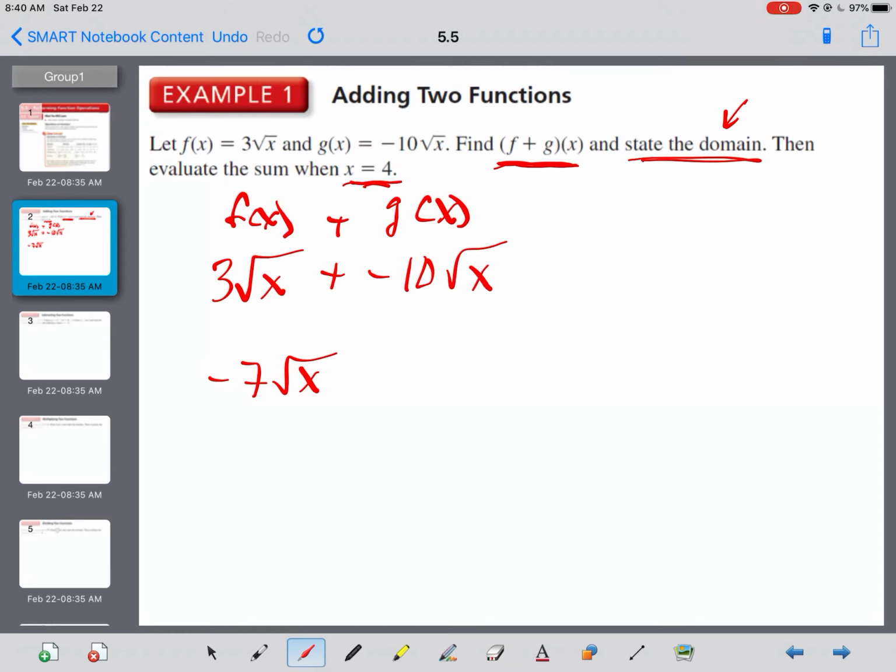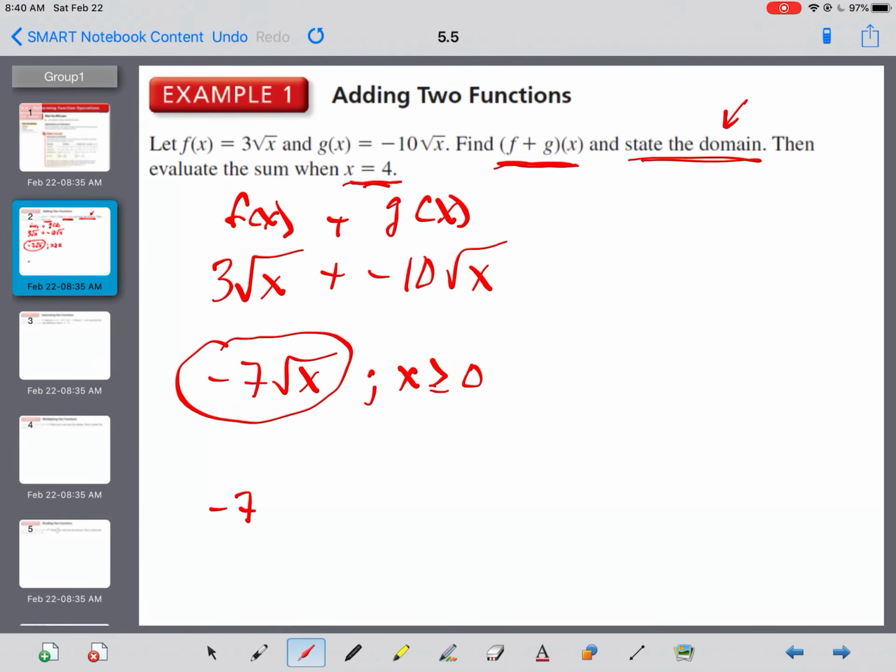Well, with square roots, even roots, x has to be greater than or equal to 0. That's our domain. Okay? So 7x, that's our answer of f plus g. Our domain, we just have to worry about this one because x needs to be greater than or equal to 0. And then it says solve it for when there's a 4.